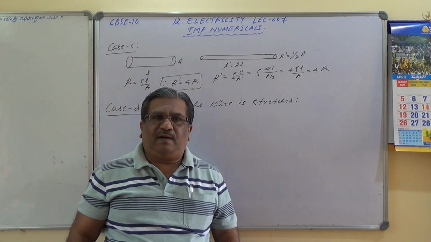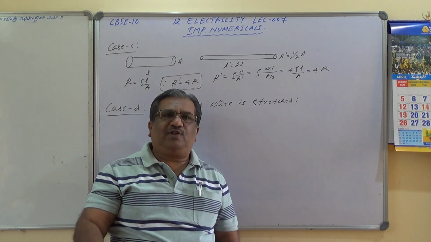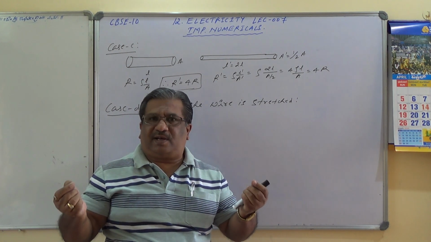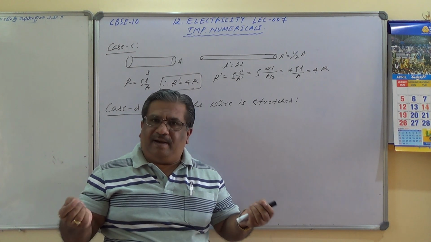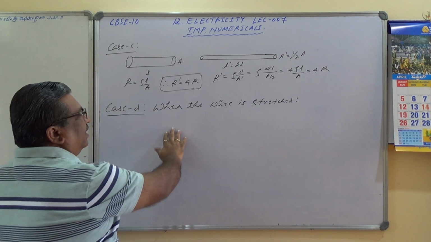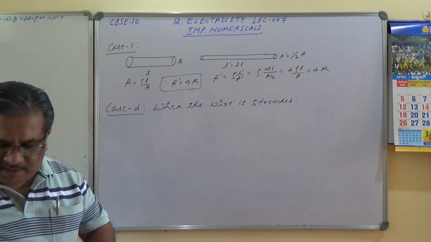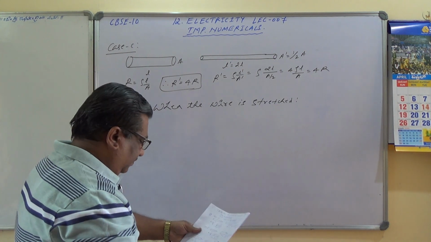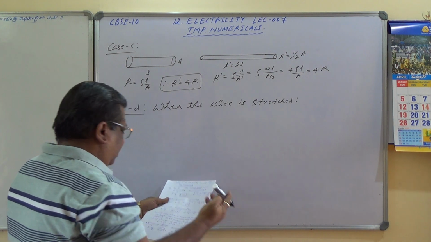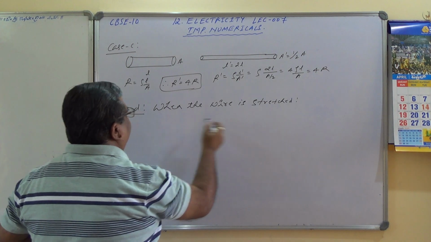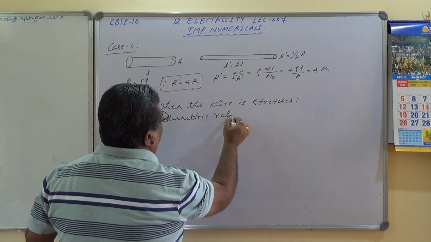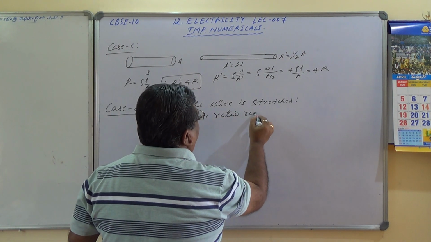But what about the volume there? Volume remains constant. Volume does not change. So volume before and after stretching of a rubber band remains constant. And therefore, let us see here, when the wire is stretched, what is going to happen? When the wire is stretched, basically, volumetric ratio remains constant.